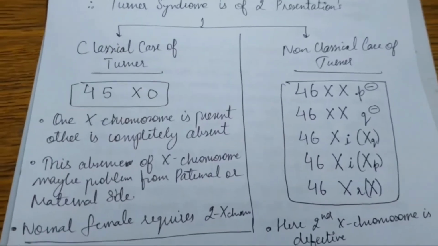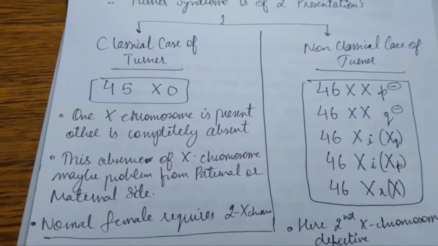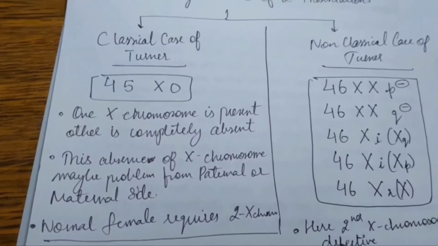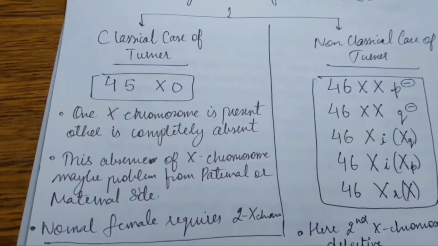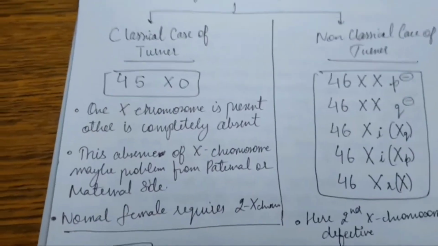Because one X is missing and there is complete absence of one X chromosome, this absence can be due to a paternal or maternal side problem, that is, a problem in either oogenesis or spermatogenesis. And we should know that a normal female requires two X chromosomes for a healthy life.